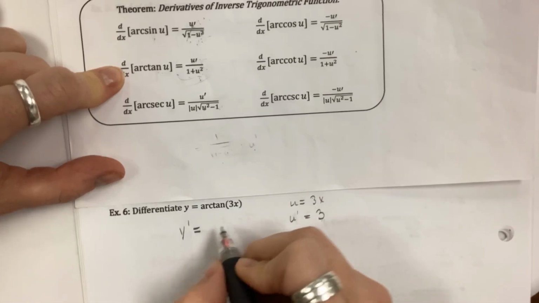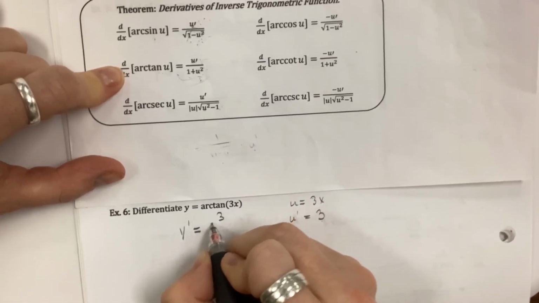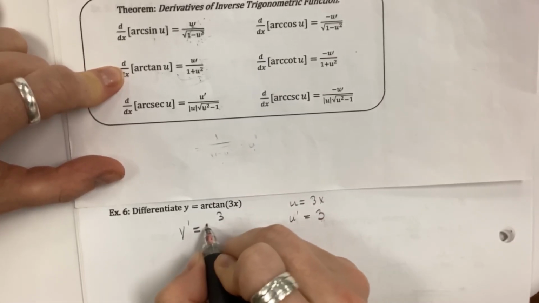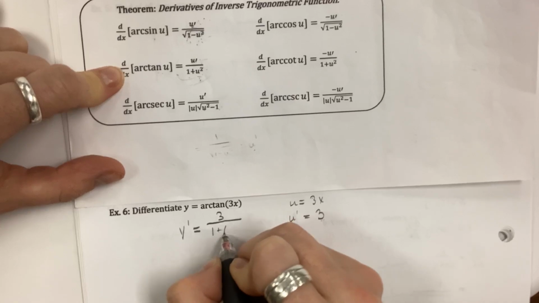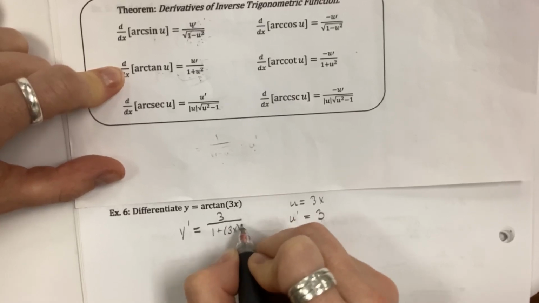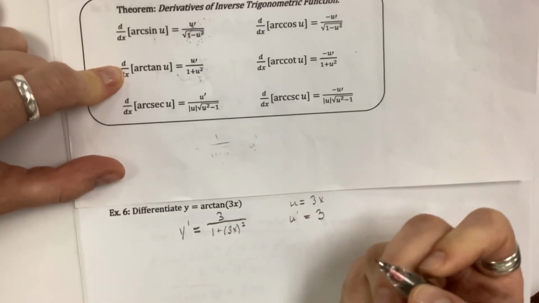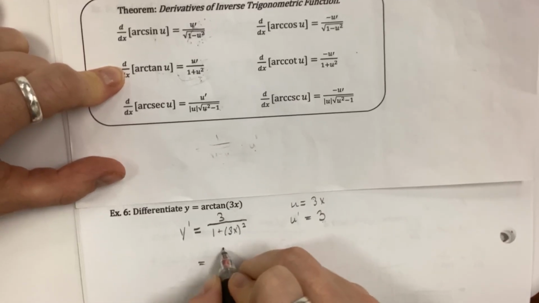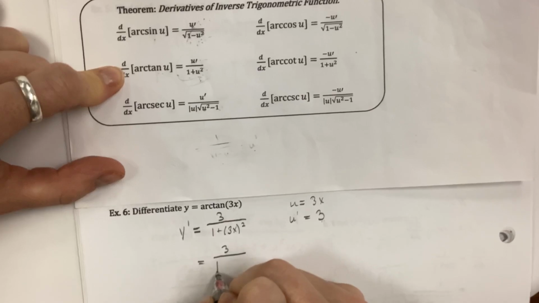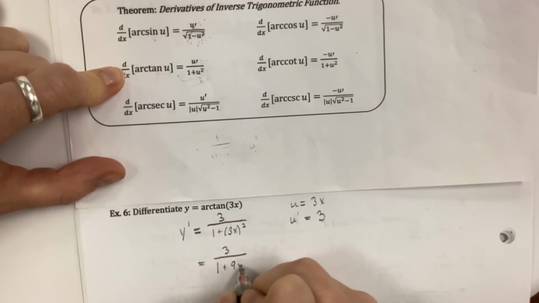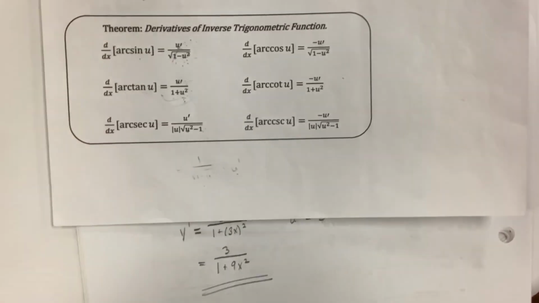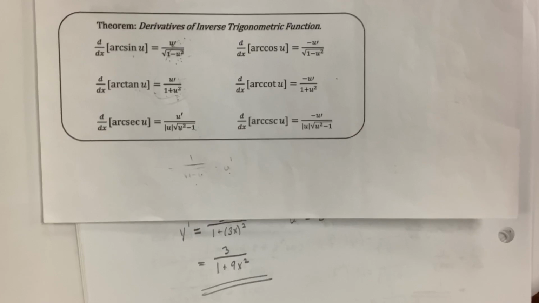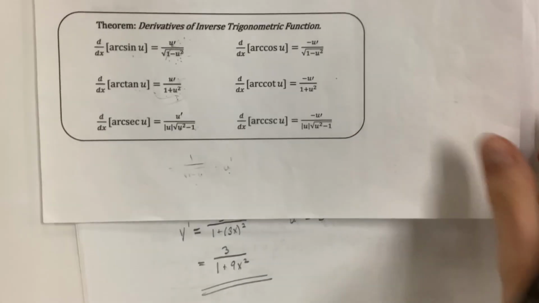And so what we can do is say the 3 goes on top, so you always just take the derivative of the inside all over 1 plus that whole inside part squared. Don't leave it like that. Go ahead and simplify it down so that we have 9x squared. And that's your final answer. Okay.